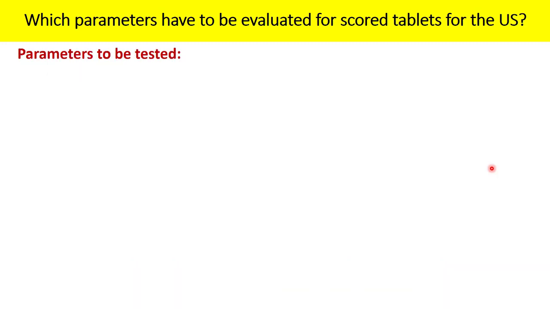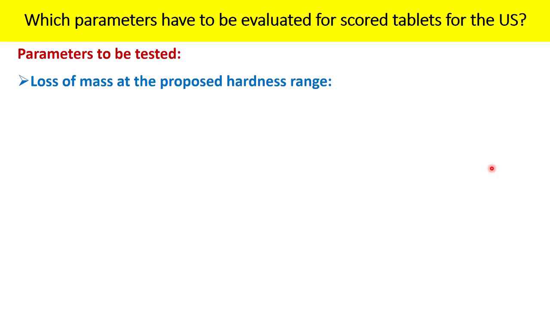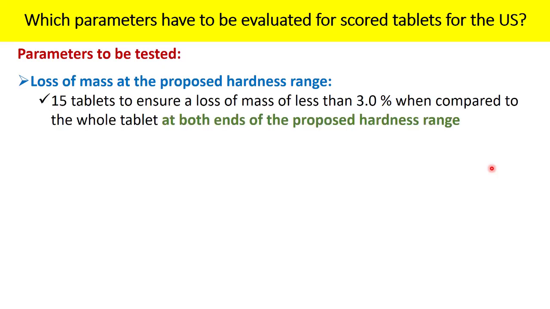So, parameters to be studied now. What parameters does one have to consider if there is a score on a tablet? The first one is loss of mass at the proposed hardness range. See, the hardness is going to challenge the splitting of a tablet. A higher hardness tablet can be difficult to split into separate portions, or softer tablets can easily get broken. So the splitting is always related to the hardness. Let us say you have a product with a certain hardness range, and hence you must study the splitting of this tablet at both the ends.